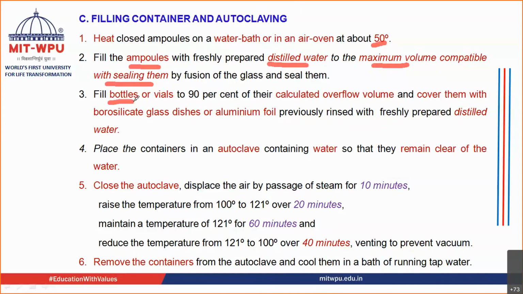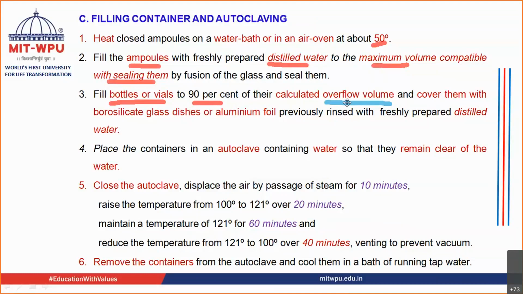If it is a bottle or a vial, then the volume that you are going to fill is 90% of your overflow volume that you have calculated earlier. So whatever overflow volume you have got in your previous step, of that 90%, you are going to fill in the bottles or vials. In case of an ampoule, you are going to fill it up to the maximum volume that makes it easily sealable. And in case of bottles or vials, you are going to fill 90% of the overflow volume that you have calculated.